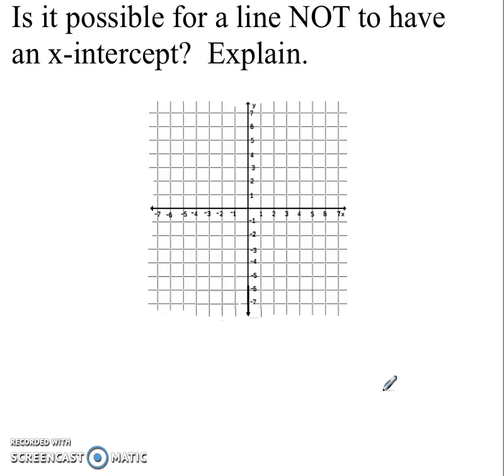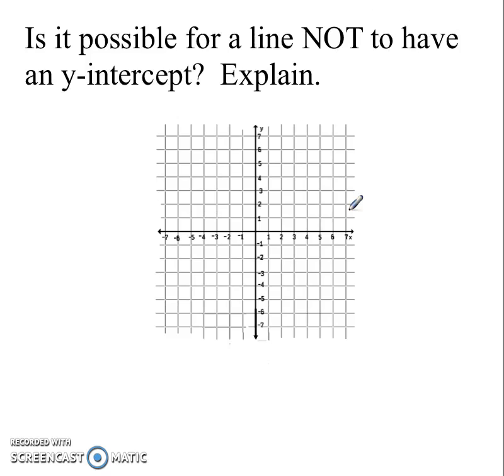For homework, you have 2 questions. I want you to try and figure out if it is possible for a line to not have an x-intercept, so for a line not to cross this x-axis. If it is, explain. Our second homework problem, I want to know, is it possible for a line not to have a y-intercept, so not to cross the y-axis? If it is, explain. Those are your 2 homework problems for tonight.